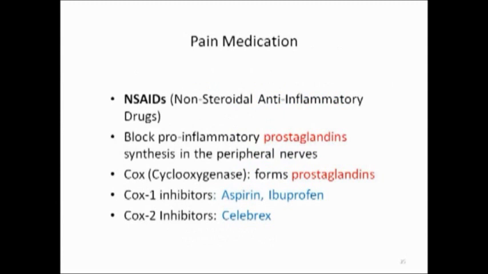Non-steroidal anti-inflammatory drugs work by blocking pro-inflammatory prostaglandins synthesis in the peripheral nerves that can cause inflammation, pain, and fever, as opposed to opioids, which affect the central nervous system. Non-steroidal anti-inflammatory drugs represent one of the most widely used classes of therapeutic agents, but their tendency to cause ulceration and bleeding in the gastrointestinal tract is a major problem.